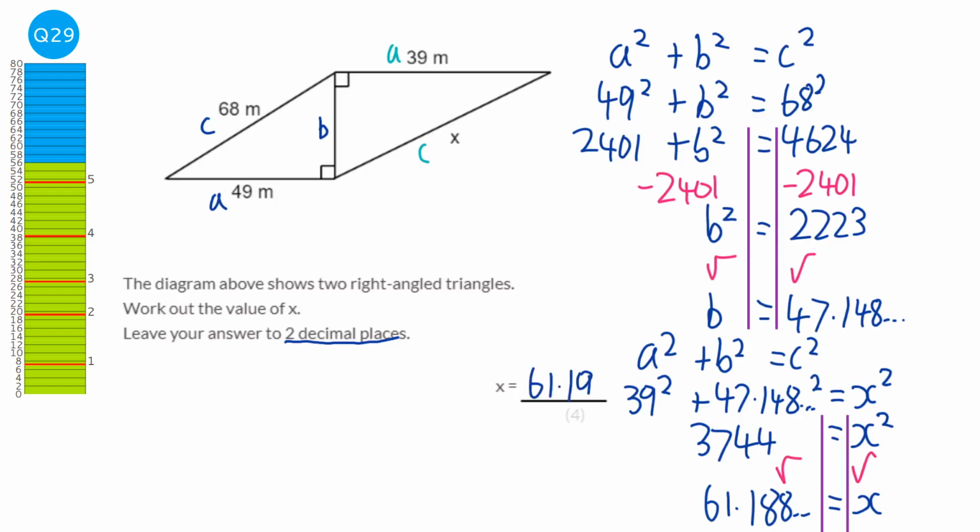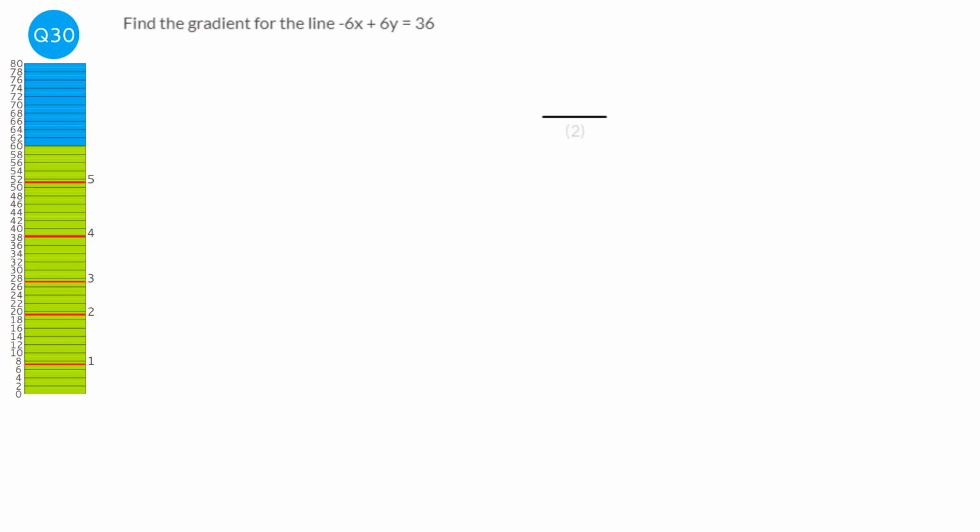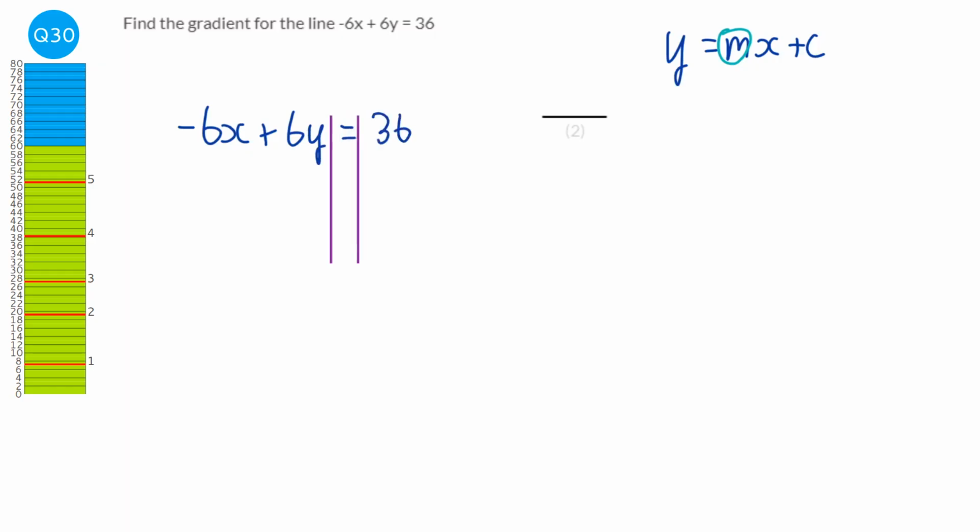61.19. So to find the gradient, we need the equation in the form y equals mx plus c. And the m there will give us what the gradient is. So we're just going to be rearranging this equation. And so I'll get my lines in. The first thing I'm going to do is get rid of the x's from the left hand side, and we can do that by adding 6x both sides.